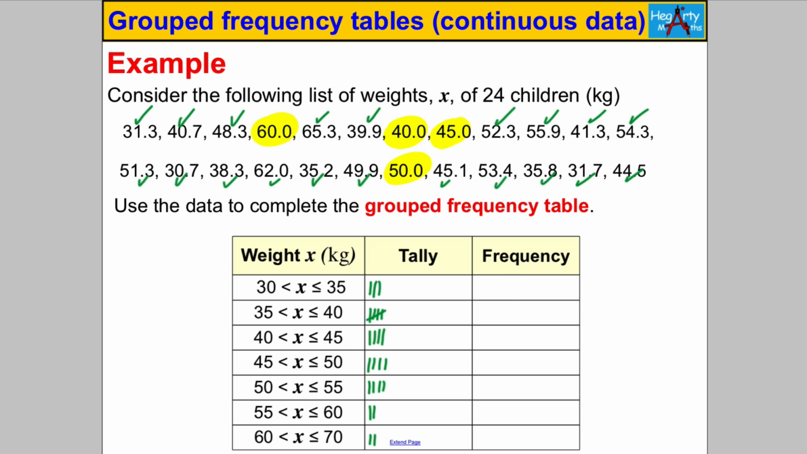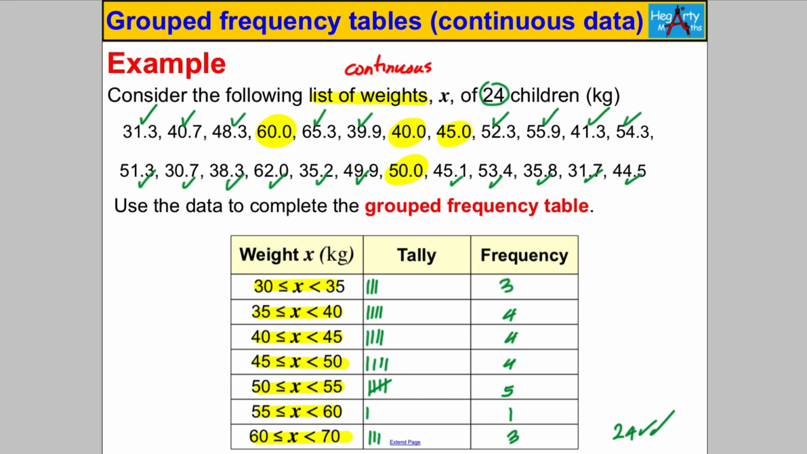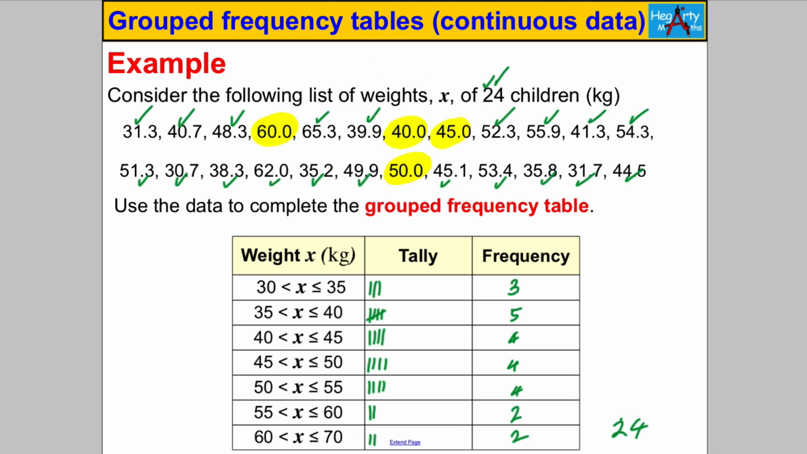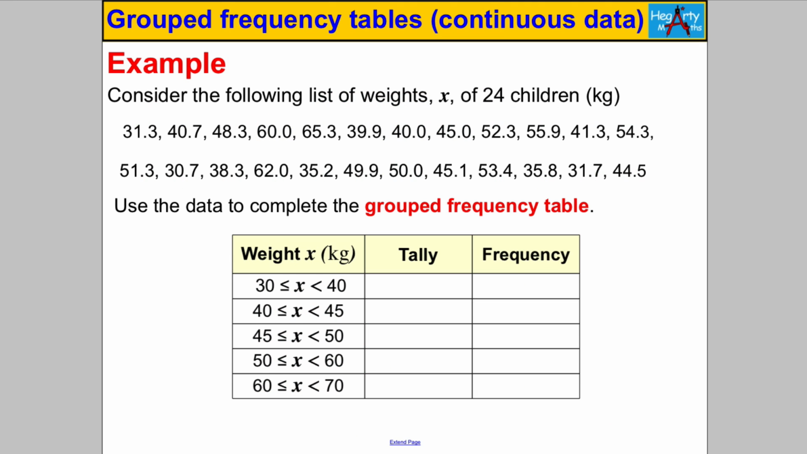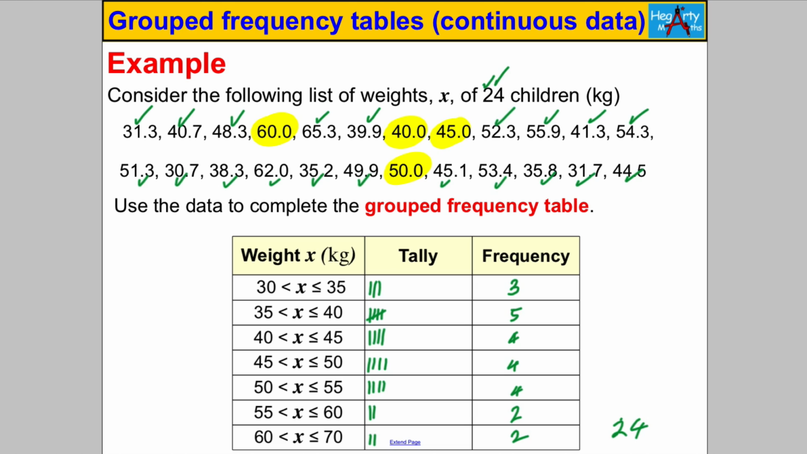And in this case we would get 3, 5, 4, 4, 4, 2 and 2. And obviously let's double check it adds to 24. 3 add 5 is 8, add 4 is 12, add 4 is 16, add another 4 is 20, add 2 gives us 24. But you can see just comparing the two that we actually did get very different group frequency tables.